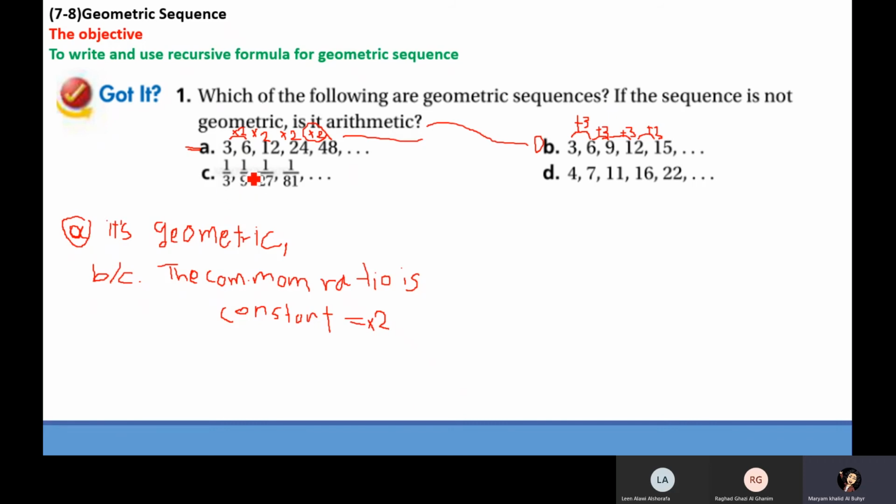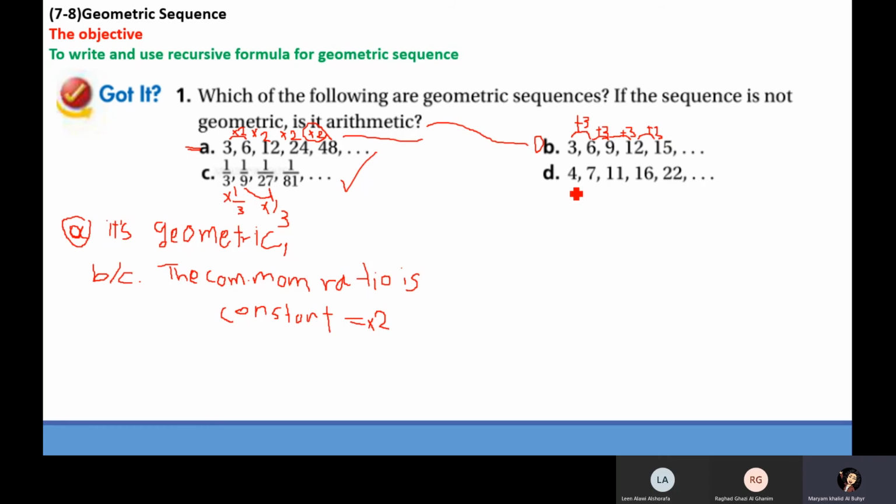So this one, what should I do with this one? If I multiply by 1 over 3, what will I get? I will get this one, because numerator by numerator, denominator by denominator. Same thing between this fraction and this fraction. I will multiply by 1/3. Same thing for this one. If you multiply 27 by 3, you will get this one, and so on. So that's also a geometric sequence, and the common ratio between them is constant, which is 1/3.